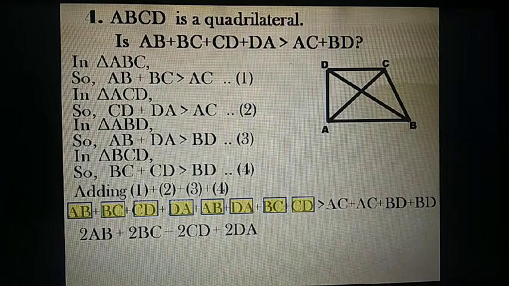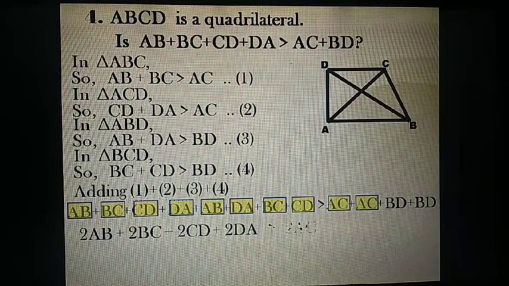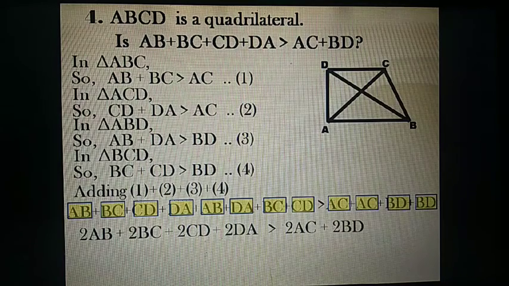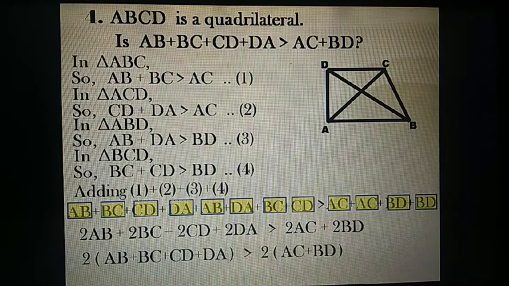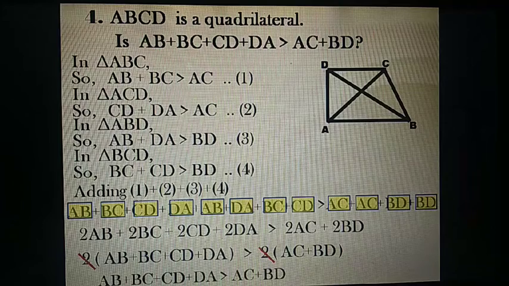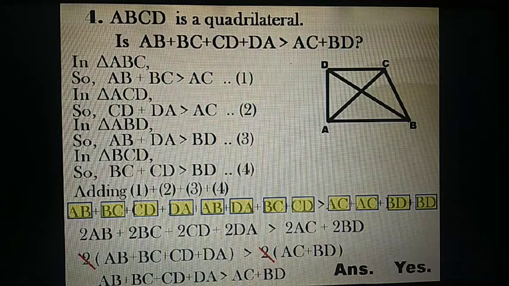Once your left hand side is over, we will move to right hand side. Again in the right hand side there are 2AC and there are 2BD. Now in both the parts, left hand side and right hand side, you will see all the terms are having 2, taking 2 common from both the sides. Cancelling, we will get the statement as AB plus BC plus CD plus DA is greater than AC plus BD, which we were supposed to check. So answer is yes.